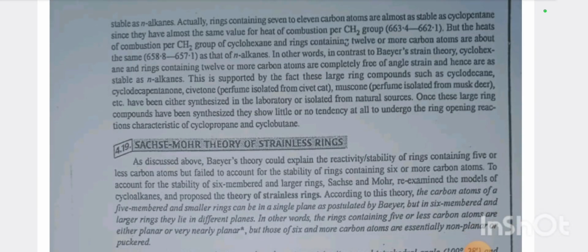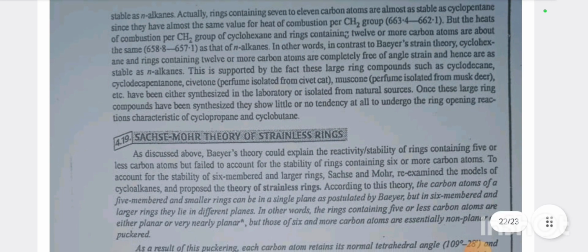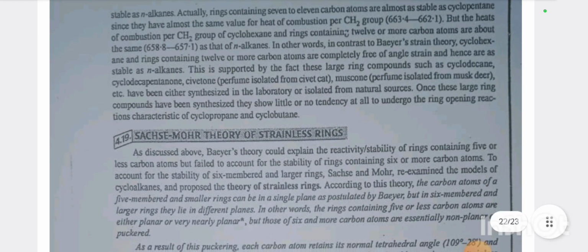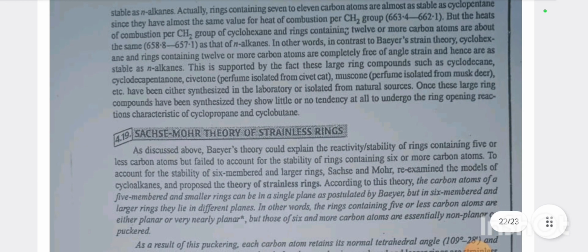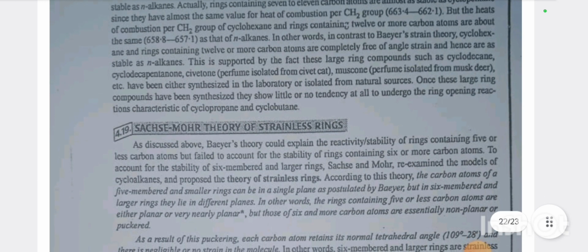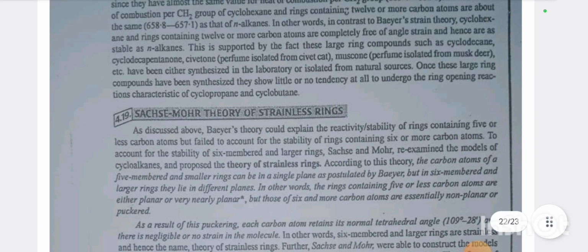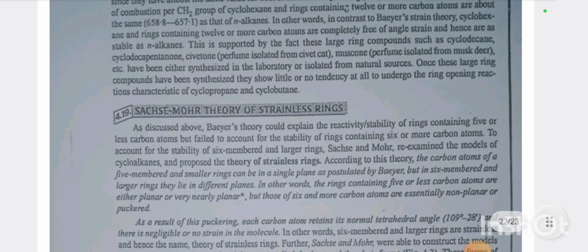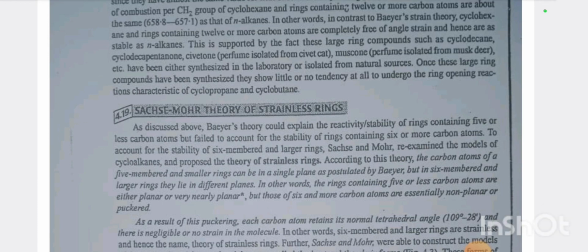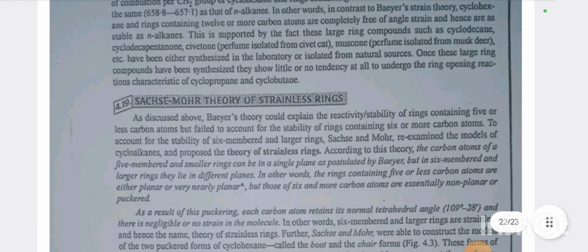Actually, rings containing 7 to 11 carbon atoms are almost as stable as cyclopentane since they have almost the same value of heat of combustion per CH2 group. But the heat of combustion per CH2 group of cyclohexane and rings containing 12 or more carbon atoms are the same as that of n-alkanes. In other words, in contrast to Baeyer's strain theory, cyclohexane and rings containing 12 or more carbon atoms are completely free of angle strain and hence they are as stable as alkanes.